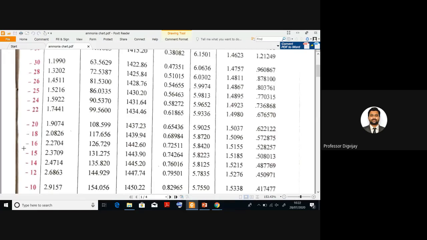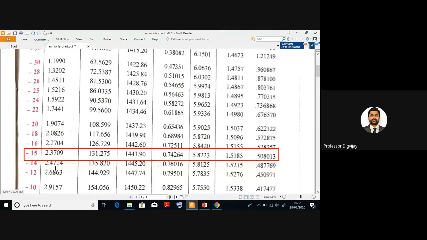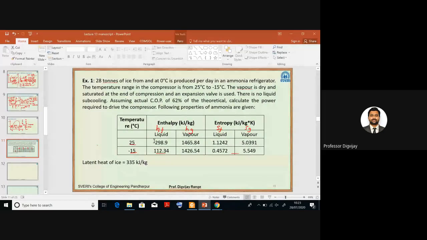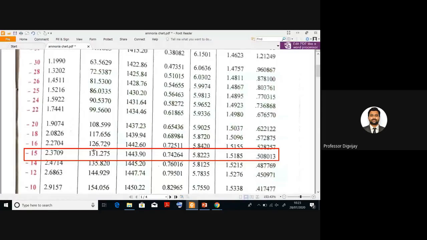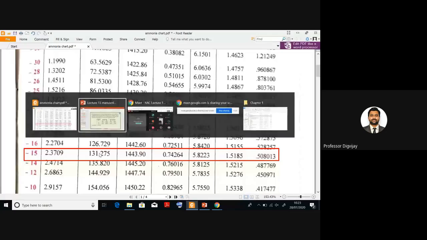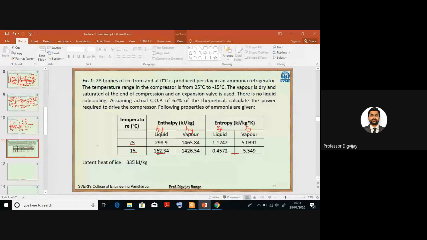I'll make one bracket. So this is the corresponding row for minus 15 degrees Celsius. As you see here, the corresponding pressure is 2.37, corresponding HF is 131, corresponding Hg is 1443.9. If you compare this value with the given one, the enthalpy given there is 112, here it is 131.